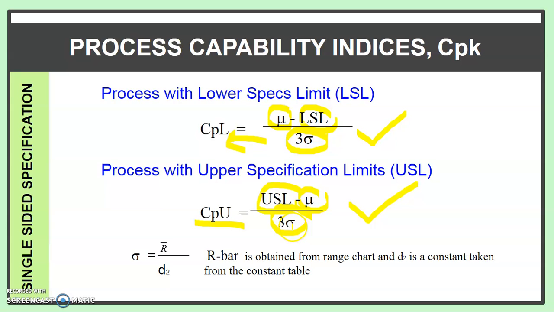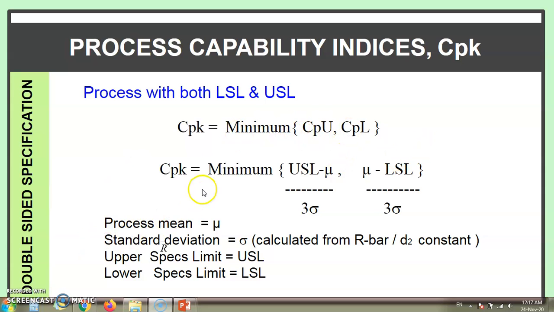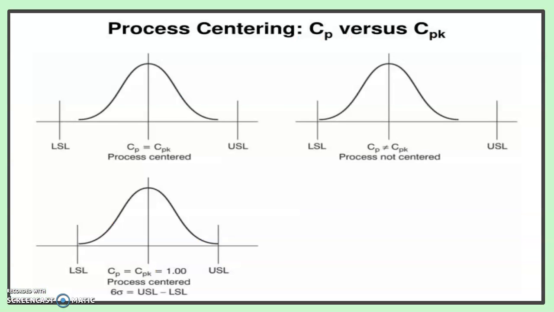The sigma is the same as before; we use the range, R bar, to calculate it, or use the standard deviation. This is a single-sided specification. We can also use a double-sided specification. The formula is the same, but you only select the minimum number here. So the minimum number represents your CPK. You can use either single side or double side, it's no problem. If you are using double side, please choose the minimum number only to represent your CPK.